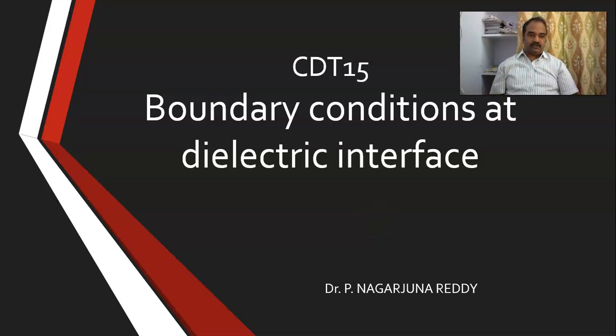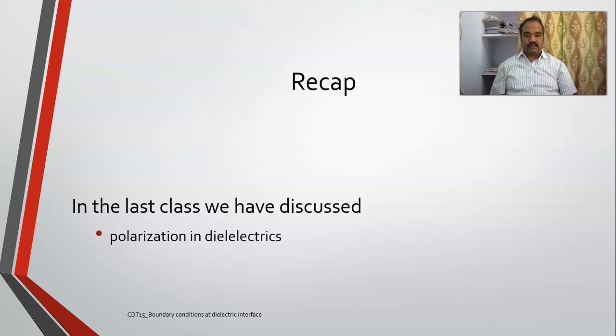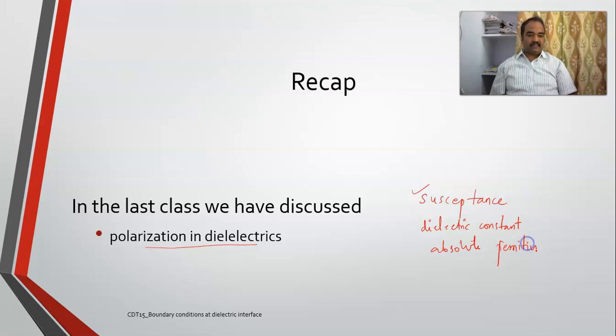Welcome back. Today's topic is boundary conditions at dielectric interface. In the last video lecture, we have discussed the polarization concept in dielectrics. We have developed expressions for determining the polarization in dielectrics, and we have come across different terminology which we generally employ in electrical engineering. The concepts called susceptance, dielectric constants, and absolute permittivity. So all these terms we have come across in the last lecture.